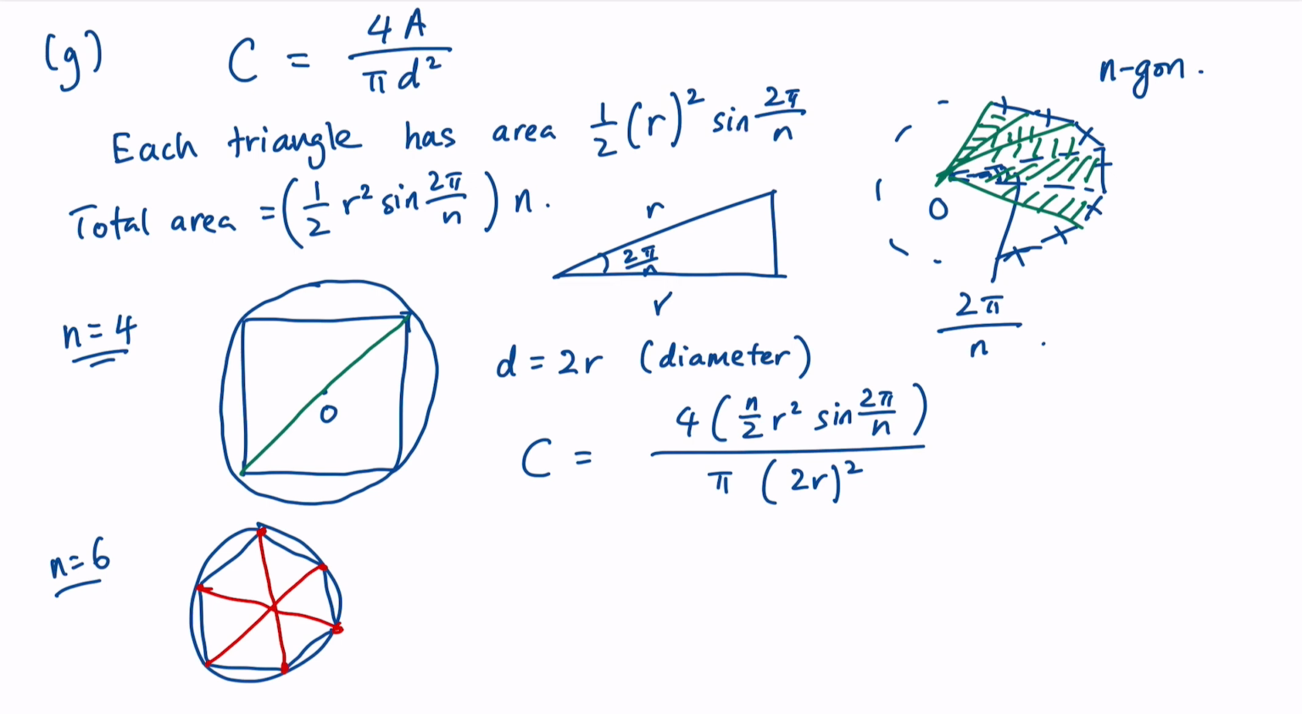Okay, and what we need to hope for is that this gives us the answer c equals n over 2 pi times sine 2 pi over n. Let's check if it does. This is 2n r square sine 2 pi over n. The bottom is 4 r square pi. And what do we get? We get n over 2 pi sine 2 pi over n. Right, so we are on the right track. And that's good.